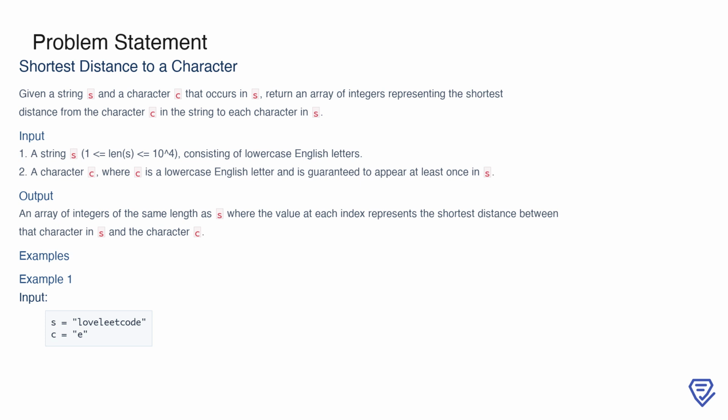Our task is to return an array of integers where each value represents the shortest distance between the corresponding character in S and the character C. For example, if S is LeetCode and C is E, we need to calculate how far each character in the string is from the nearest occurrence of E. The length of the string can be up to 10,000 characters, and every character in S will always be a lowercase English letter. The output array, therefore, must also have the same length as the input string, with each index representing the computed distance for that position.